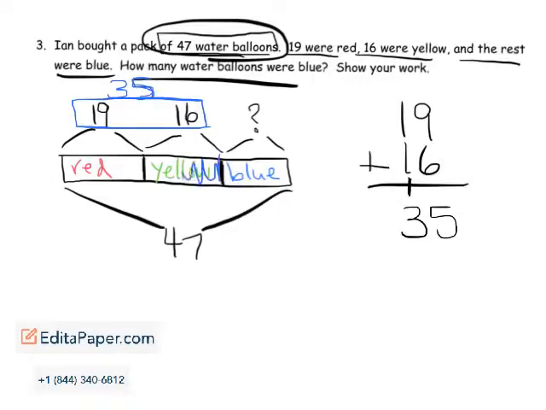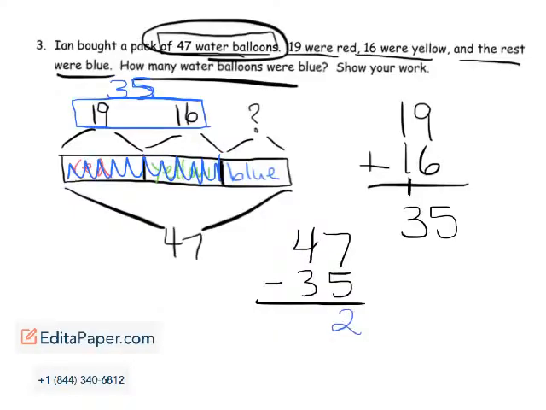So this whole piece right here is 35. So now we're going to do 47 take away 35, or subtract 35, and there's no rebundling necessary or unbundling or any of that stuff. On this problem, it's pretty darn straightforward. 7 minus 5 is 2. 4 tens minus 3 tens is 1 ten. And so the answer is 12 blues. So there were 12 blue balloons.